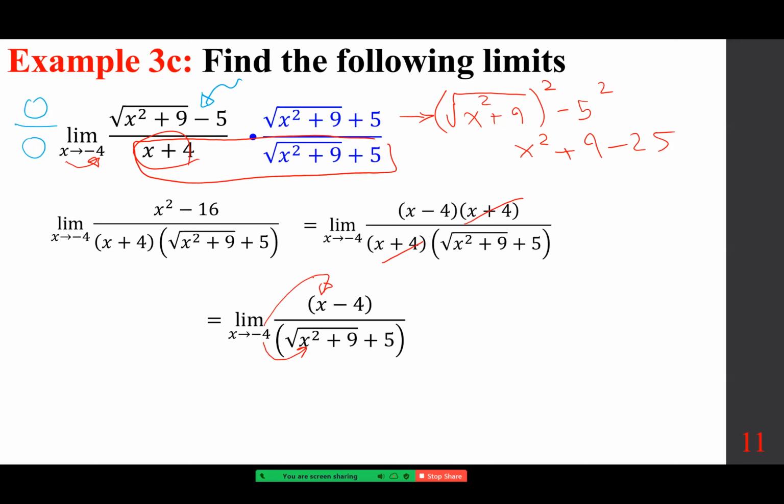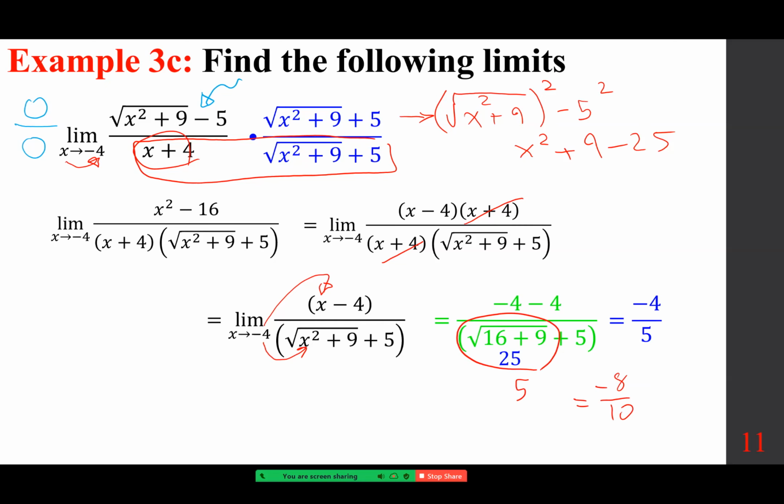When we do that, the top becomes -4 minus 4. The bottom becomes square root of -4 quantity squared, which is positive 16. And 16 and 9 add up to 25. And this square root is 5, and we end up with -8/10, which simplifies to -4/5.